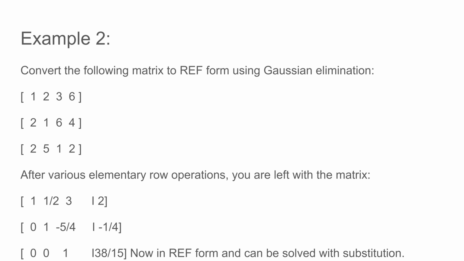Okay. So our next example is convert the following matrix to REF form, not RREF form, using Gaussian elimination. If you want to solve it by yourself, don't look at the bottom of this slide, but you're going to get the following matrix. 1, 1 half, 3, and then 0, 1, negative 5 over 4, 0, 0, 1. Then on the right of our augmented matrix, which remember is just A line B, we're going to have 2, negative 1/4, and 38 over 15. Now it's in REF form and can be solved using back substitution. That's how we're going to get to RREF form.